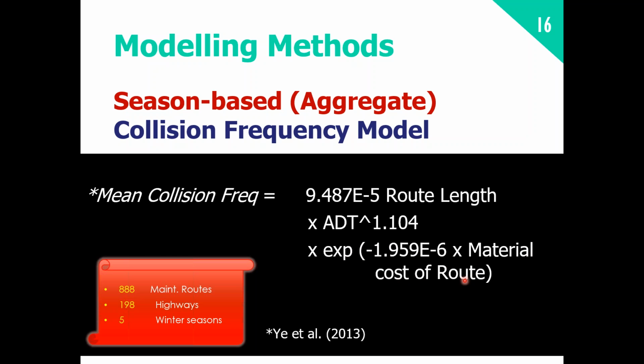So this represents the winter maintenance operation part. The higher the cost of maintenance routes, it has a negative correlation, meaning that it has a lower collision frequency. So using this calibrated season-based aggregated collision frequency model, we can then determine the mean collision frequency given the material cost of routes. So we can come up with two different scenarios. One is the do-nothing scenario, in which case the material cost of route will be 0, and the winter maintenance scenario will use the actual material cost of route that was used, and then we can quantify the benefits of winter maintenance operations using season-based data sets.